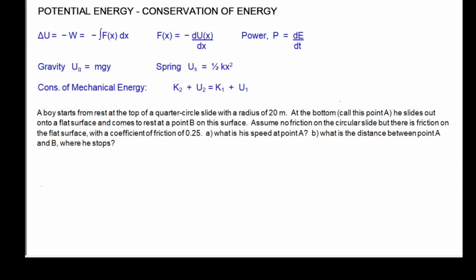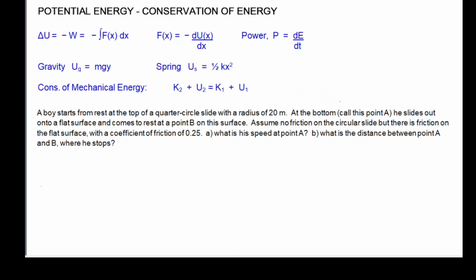A boy starts from rest at the top of a quarter circle slide with a radius of 20 meters. At the bottom, call this point A, he slides out onto a flat surface and comes to rest at a point B on this surface. Assume no friction on the circular slide, but there is friction on the flat surface with a coefficient of friction of 0.25. What is his speed at point A? What is the distance between point A and point B where he stops?